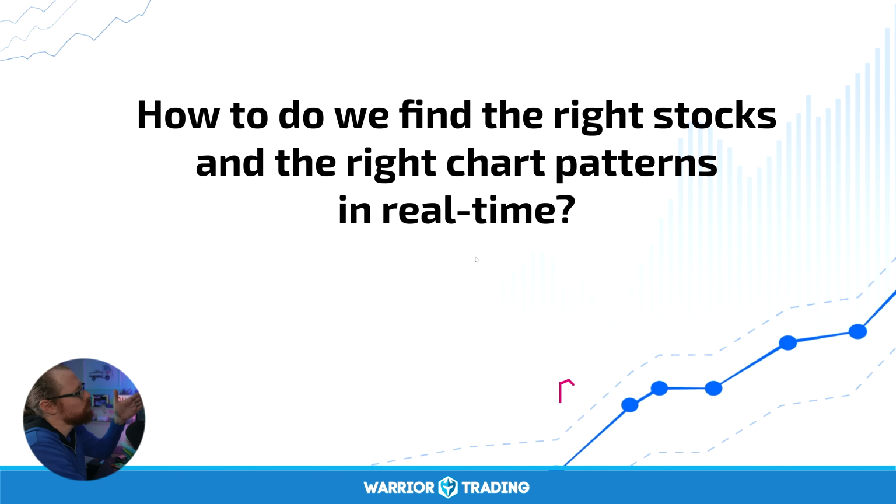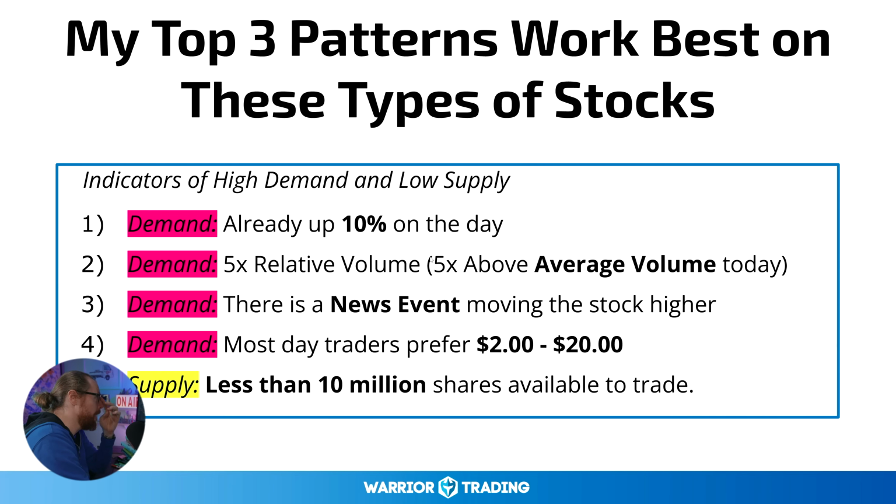So how do we find the right stocks and the right chart patterns in real time? All right, my top 3 patterns work best on these types of stocks. Number 1, stocks already up at least 10% on the day. Number 2, they have 5 times relative volume. Number 3, they have a news catalyst. In fact, it is the news catalyst that pushes the stock up 10% on 5 times relative volume. So it needs to have the news.